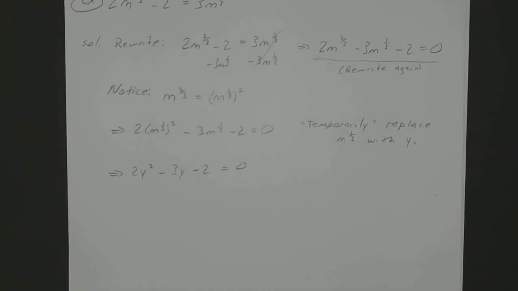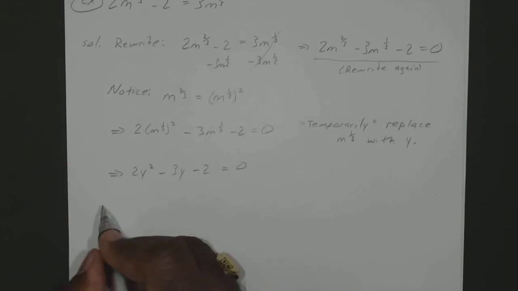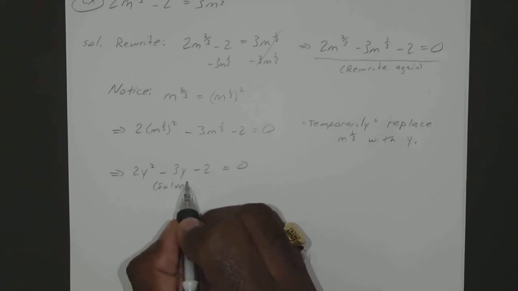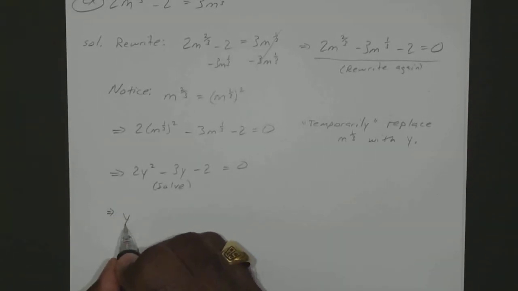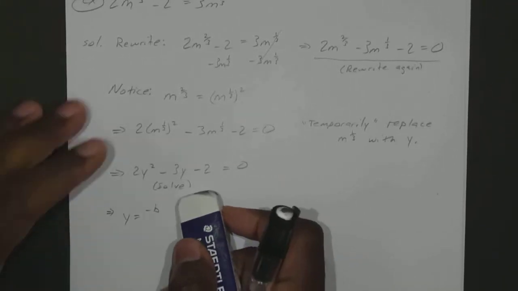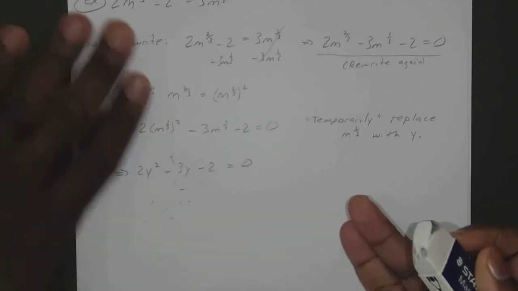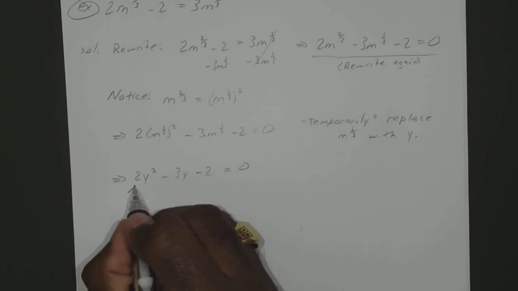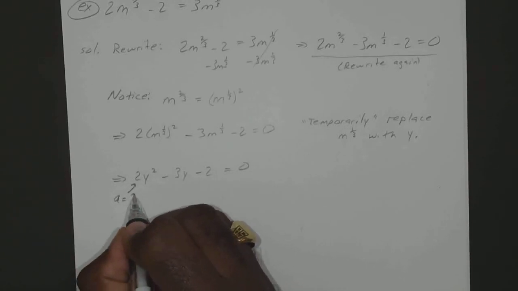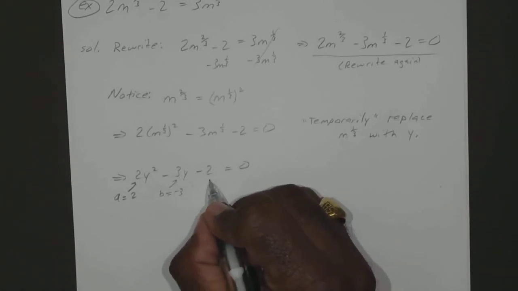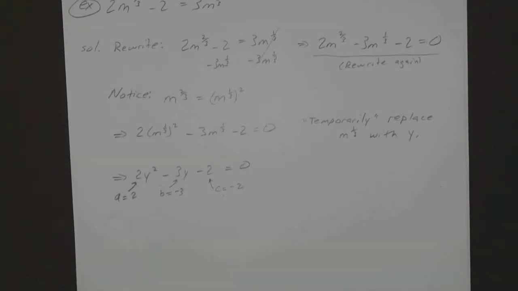Okay, so now we can go ahead and factor this however we like. And normally if the numbers are this small, I go ahead and use the quadratic formula again. Okay, so we solve. Let me actually identify your a, b, and c first before I do that. A equals 2. Your b equals negative 3. And your c equals negative 2.